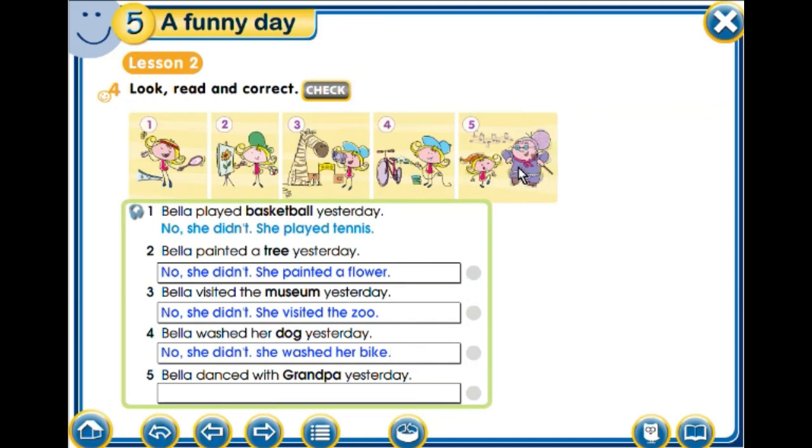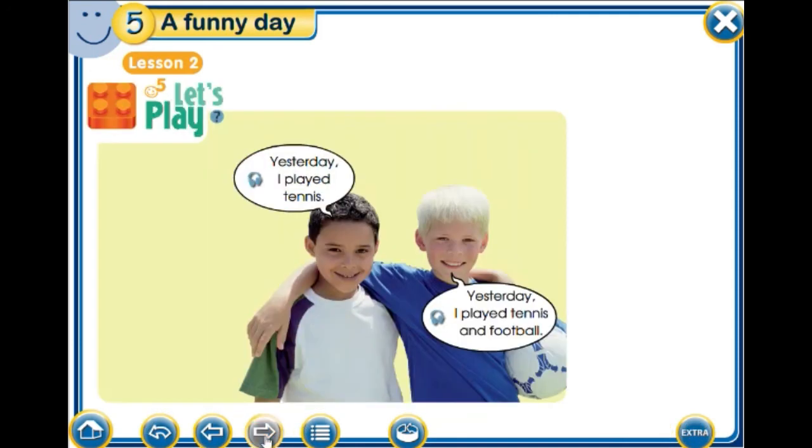Bella danced with grandpa. Is this a grandpa? No, this is grandma, so we should say no, she didn't. No, she didn't. She danced with grandma. Okay, so that's it. We have finished this exercise.